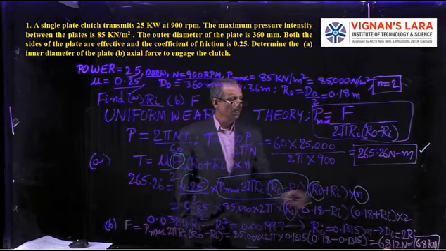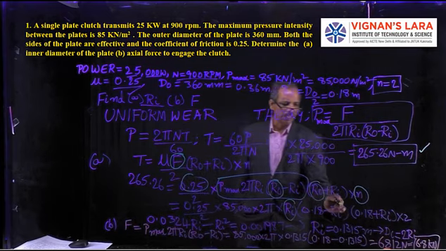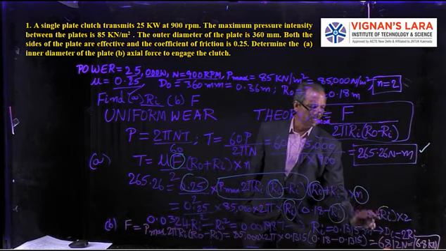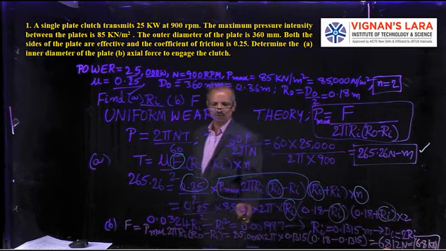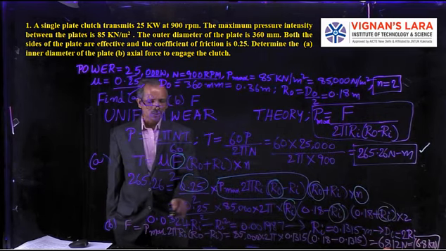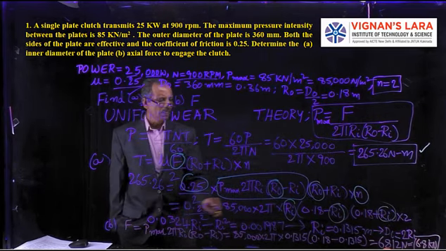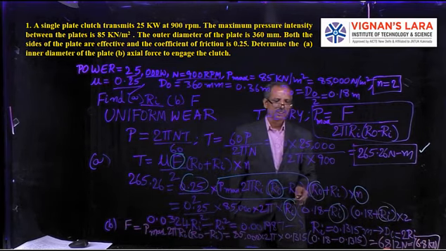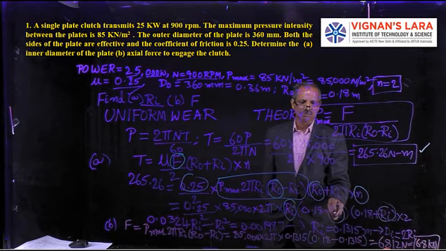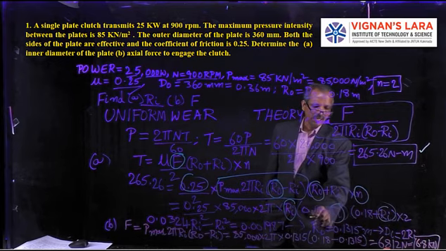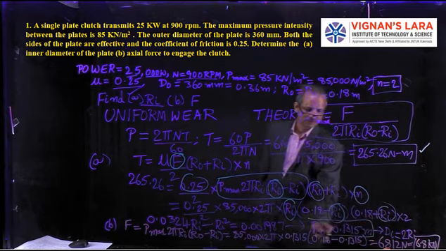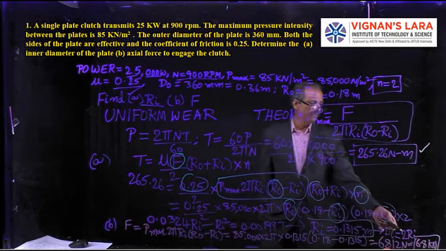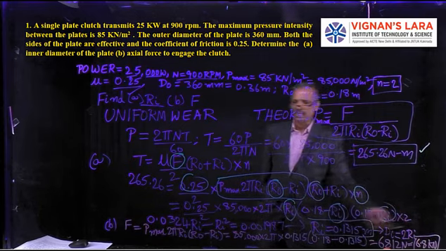By multiplying and expanding this, you get an equation with everything in terms of Ri and Ri square. So this is a quadratic equation. You can solve the roots: minus b plus or minus square root of b square minus 4ac, by 2a. That way I calculated the radius. Double of it is its diameter, which you can calculate.